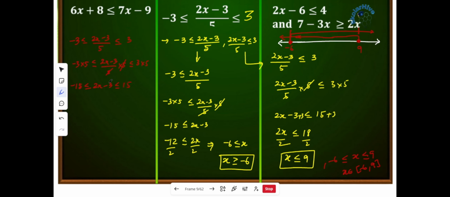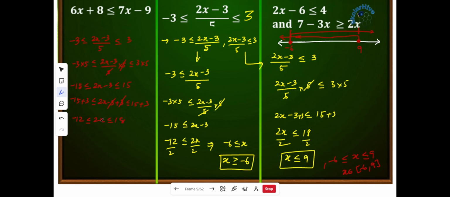Now to eliminate this 3, we just add 3 on either side. So minus 15 plus 3 less than or equal to 2x minus 3 plus 3 less than or equal to 15 plus 3. So the plus 3 and minus 3 cancel. Here minus 15 plus 3 is minus 12, less than or equal to 2x, less than or equal to 15 plus 3 is 18. Now we want the x value.